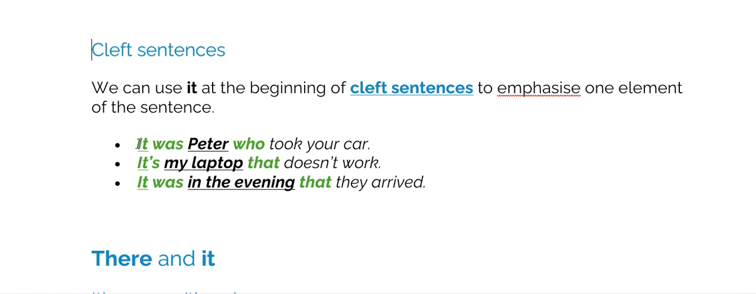For example, it was Peter who took your car. I am emphasizing Peter. It is a dummy subject. It's my laptop that doesn't work. I'm emphasizing my laptop. I have started with the preparatory subject, it. It was in the evening that they arrived. I'm emphasizing the phrase in the evening. Okay? So we can use it at the beginning of a cleft sentence to emphasize one part of the sentence. In all these examples, it is a dummy, unreal, or preparatory subject.